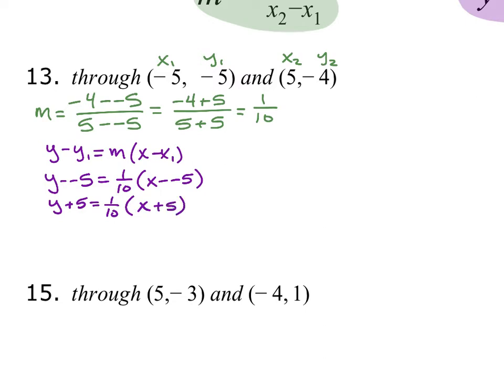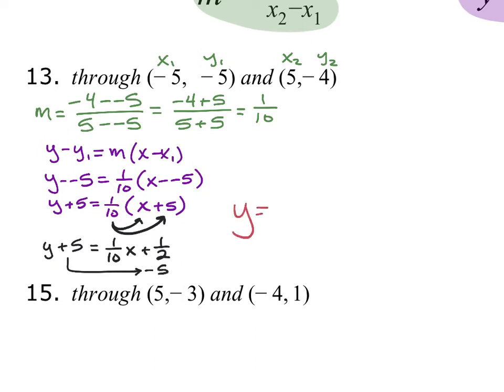Just like in the last section, we're going to distribute to get rid of the parentheses. This will be 1/10 x plus 5 over 10, which reduces to 1/2. Check a calculator if you don't know how I got that. And then we're just going to move the 5 over. Crosses the line, changes the sign, which means that I'm going to have y equal to 1/10 x minus 4.5, or, because you know I like those fractions, 9/2.